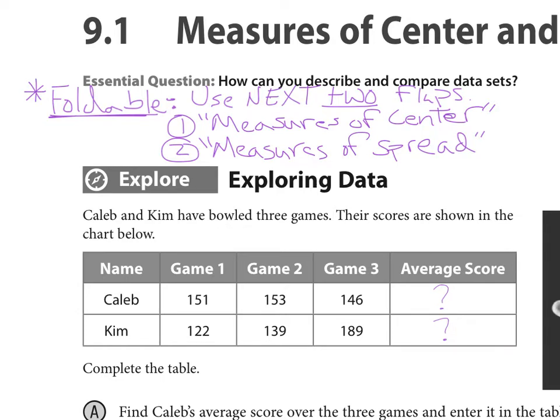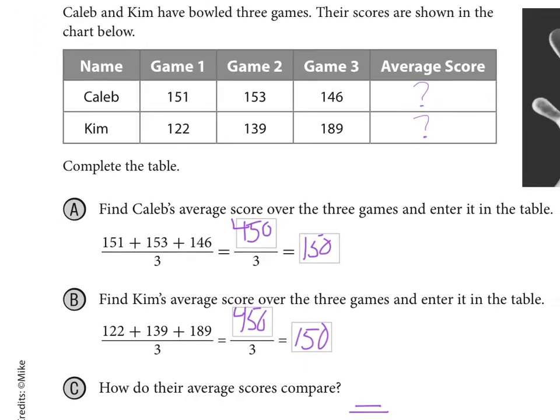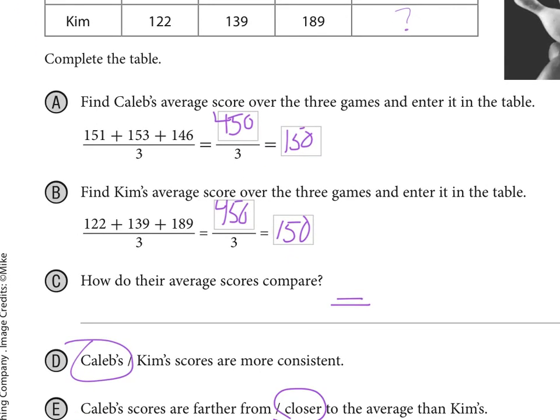And we're back. So let's take a look. So this Explore section has bowling scores for Caleb and Kim, right? We have 3 different games, and we're asked to find the average scores for both bowlers, right? So we've got 450 is the total that you should have gotten for Caleb, divided by the 3 games leaves an average of 150 per game.